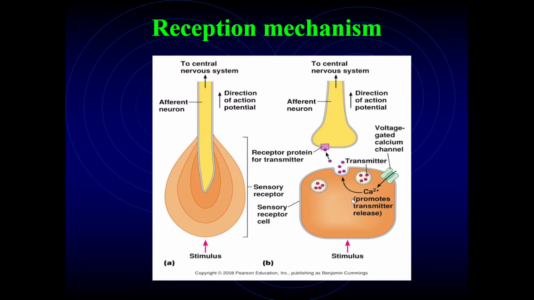Look at this slide. A receptor cell and end of afferent neuron. Presynaptic membrane, synaptic cleft, and postsynaptic membrane. Transmitter or mediator causes depolarization of the postsynaptic membrane of the afferent neuron and formation of generator potential or GP. And GP is transformed into action potential. And action potential can propagate.